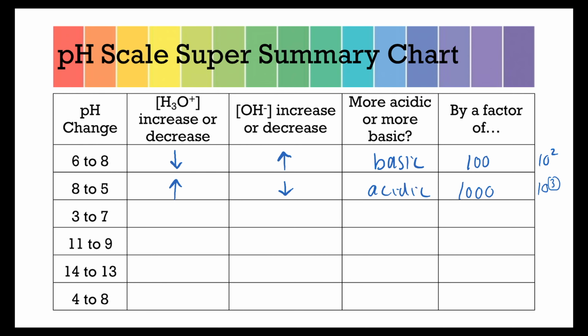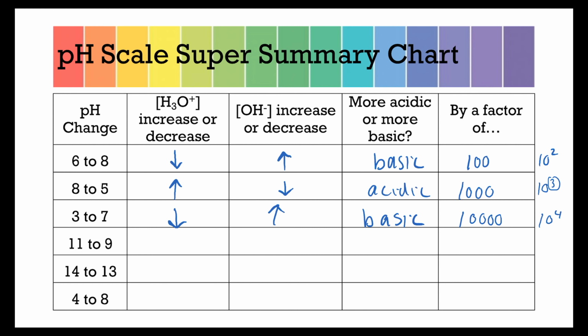Moving forward, 3 to 7, your pH is going up, so you're becoming more basic. If you're becoming more basic, H3O plus goes down, OH minus goes up. You are changing 4 pH values, so that's 10 times 10 times 10 times 10, which is 10 to the 4th. And that is 10,000. So a pH of 7 is 10,000 times more basic than a pH of 3.